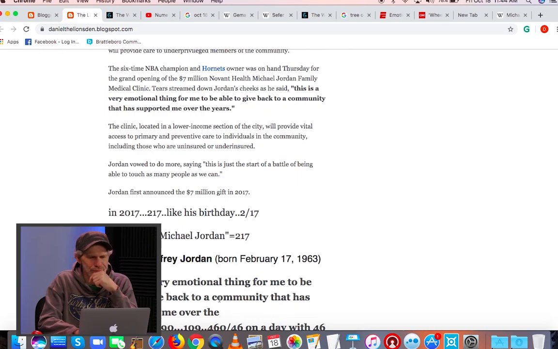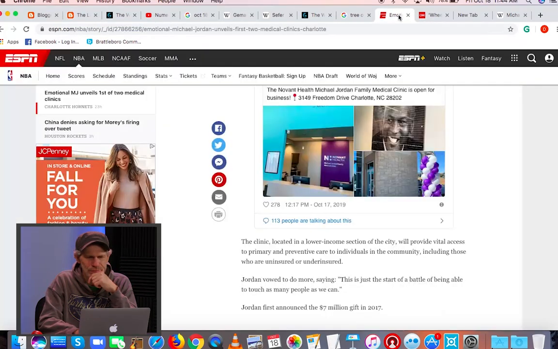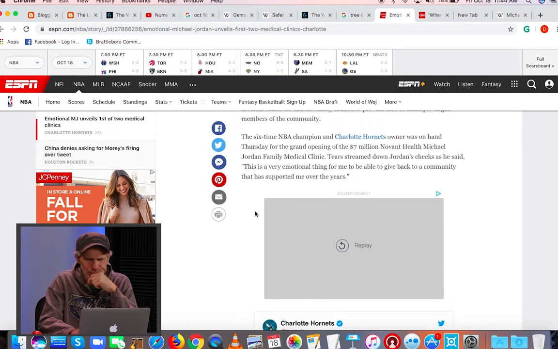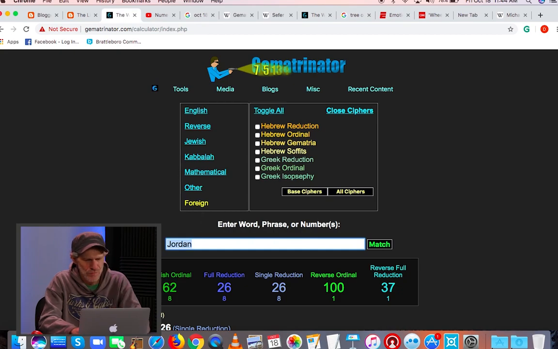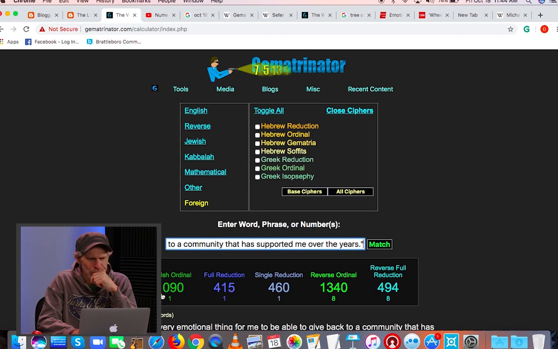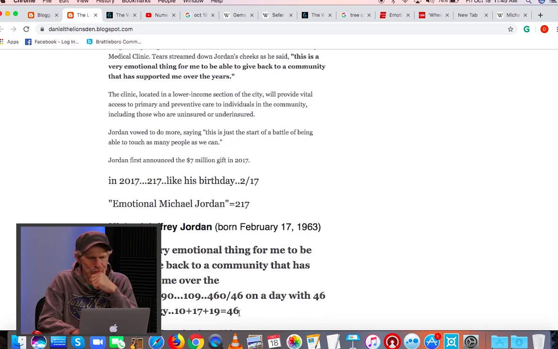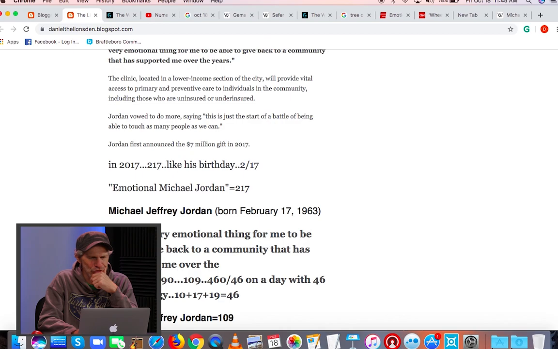So his quote: "This is a very emotional thing for me." Right, in tears. Let's find out the gematria of this quote, and just plug it in. Equals 1090 and 460. We just mentioned this was on a day with 46 numerology. Don't count the 0. Why is 1090 interesting? Well, 1090 in numerology is 109. Why is 109 interesting? Well, Michael Jeffrey Jordan equals 109.